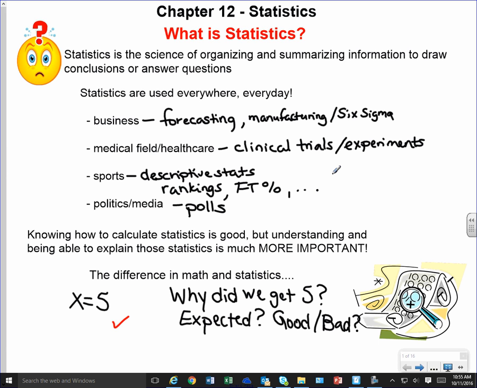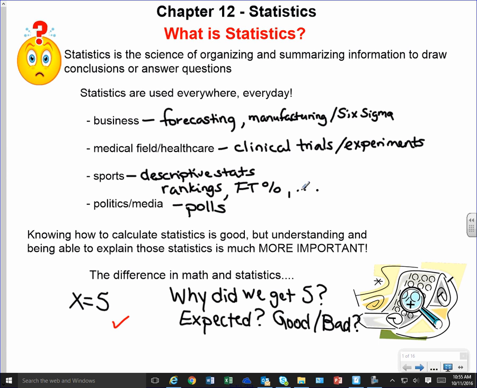Then in sports, often when you say the word statistics, people will think about sports because they hear about the players' statistics or the team stats. They have a team statistician, so definitely stats are used there. They're typically descriptive statistics where we're just trying to describe how good of a player or how good of a team they are, so rankings are done using statistics. If you think about basketball, free throw percentage, or if you're talking about football, looking at quarterback rankings or pass completion rates, that kind of stuff.